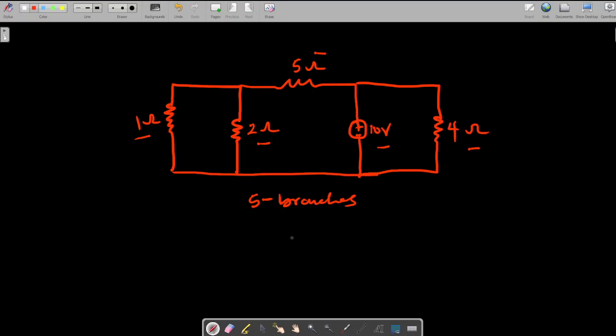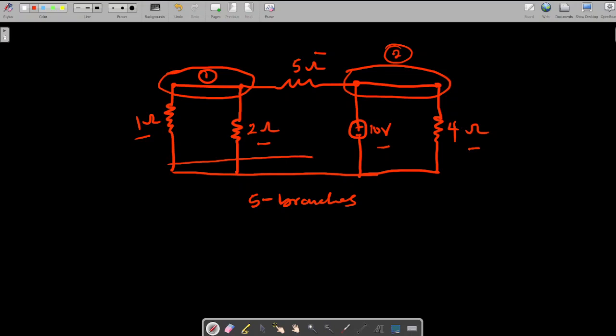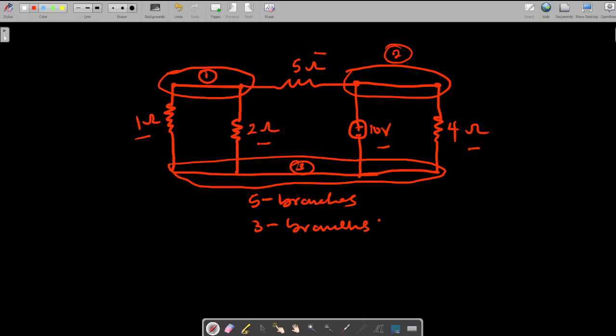How many nodes? So let's check. This 1 ohm resistor meets with the 5 ohms resistor here. Likewise, the 2 ohms resistor also meets the 5 ohms resistor here. So between this and this, there's no branch. So we count this as 1. So that's the first node. And between this and this also, there is no branch. So we count this as 1 also. That's 2. And between this and this, everything is just straight. There's no branch between them. So this is going to be 3. So we have 3 nodes. I hope this is cleared.